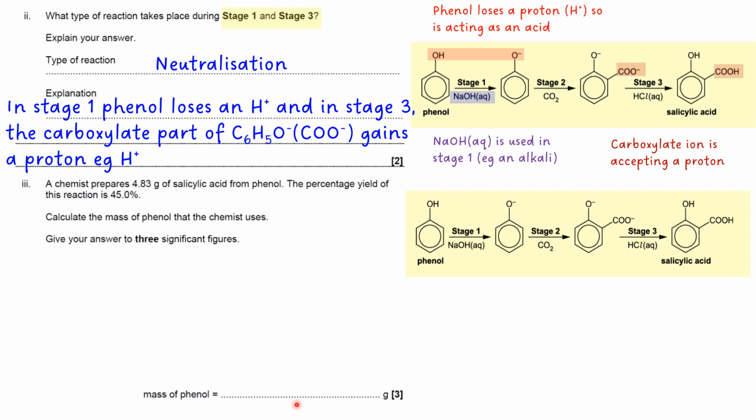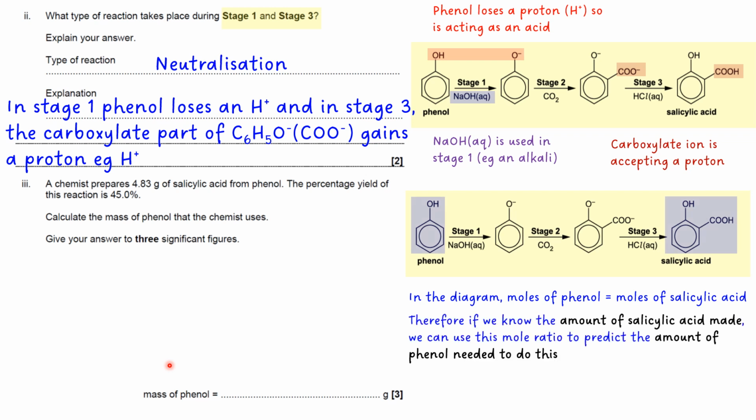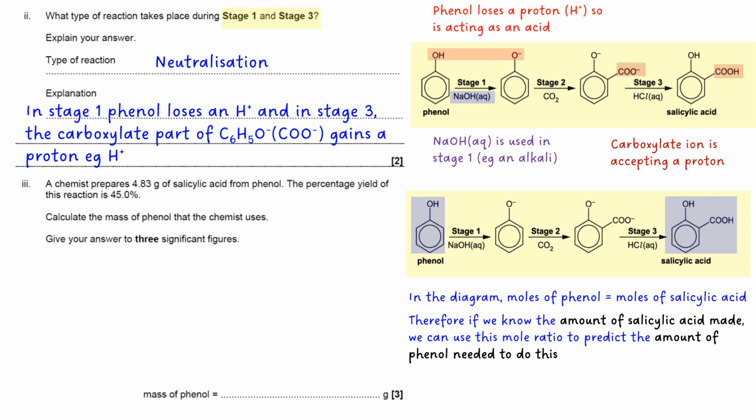So the next bit is the percentage yield. So taking a fresh sort of example of our reaction scheme, underneath it I'm just going to pop in a couple of things to consider. The moles of phenol is equal to the moles of salicylic acid, so they're equimolar. So if we know the amount of salicylic acid that we've made, we can use this mole ratio to predict the amount of phenol needed to do this, taking into account the 45% yield. Now we do know how much salicylic acid we've made, so we can calculate that.